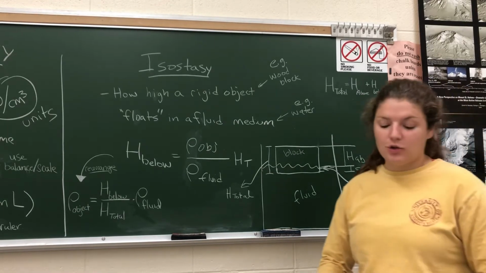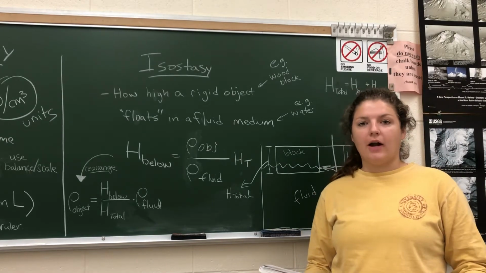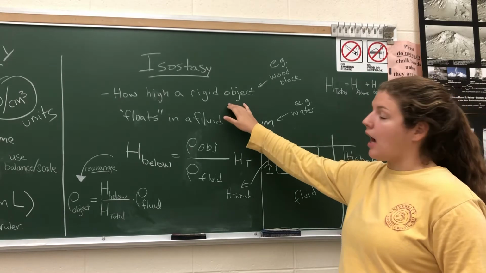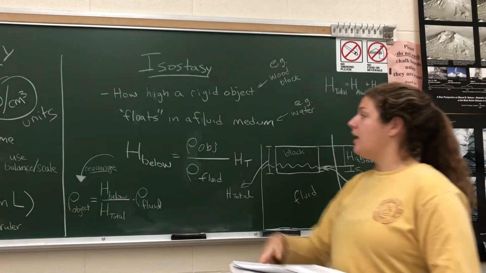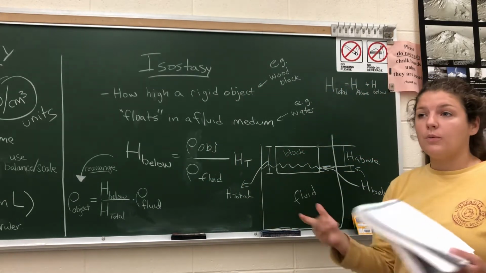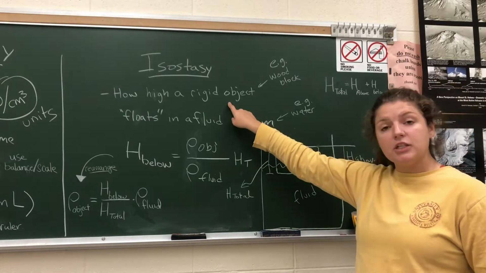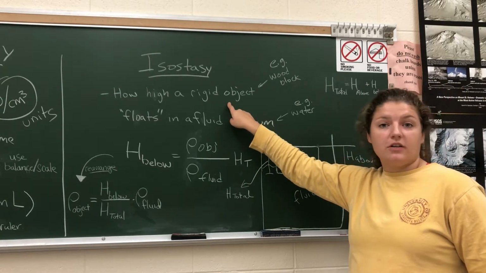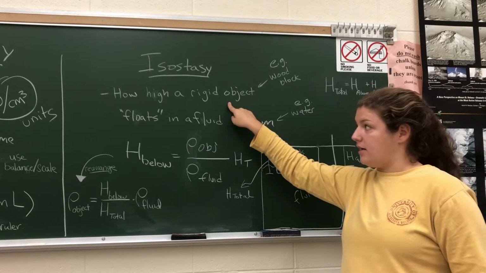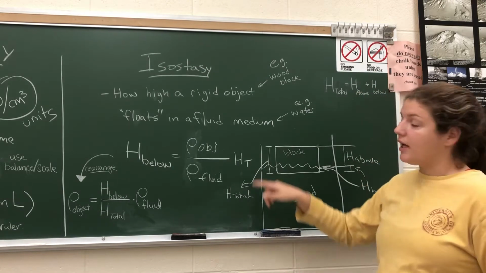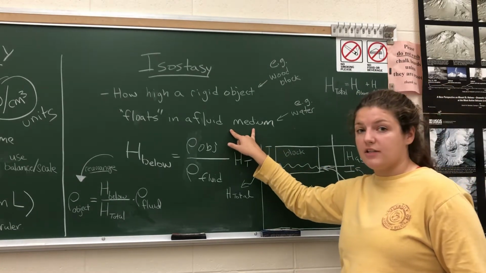Hi again. So, now we're going to be talking about isostasy. Isostasy is how high a rigid object floats in a fluid medium. When we're talking about earth materials, we're discussing a rigid object as the lithosphere, the crust, what we stand on. And when we say it floats, we're saying it's floating in a fluid medium, which is the asthenosphere.